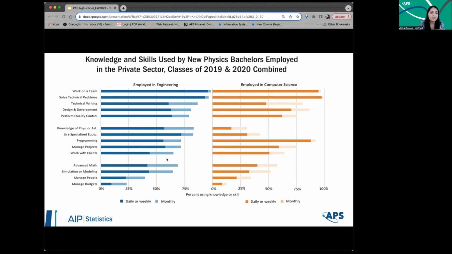So did you know with a physics bachelor's degree, when you go out and work in engineering or computer science, you will most likely work on teams. You will still be solving technical problems. You might be using some specialized knowledge, you might get to use programming, you might manage projects, right? Whatever speaks to you, whatever might speak to your audience.